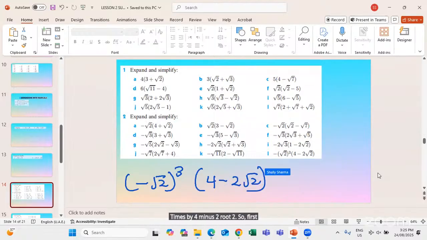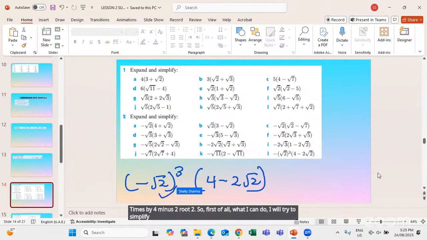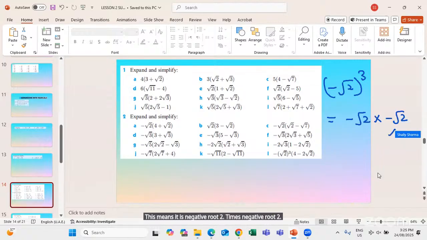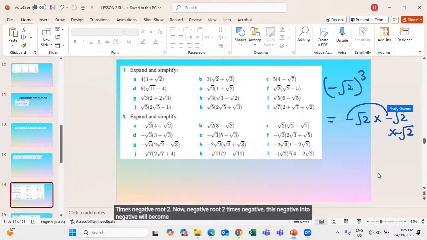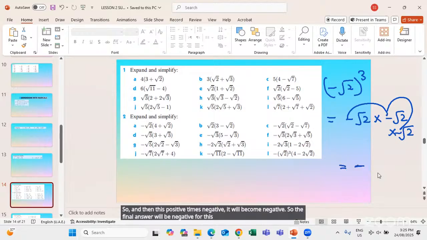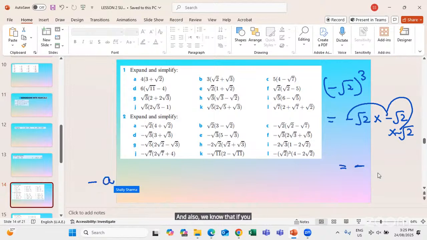First of all, I will try to simplify this negative root 2 cubed. Negative root 2 cubed means negative root 2 times negative root 2 times negative root 2. Negative times negative becomes positive, and then positive times negative becomes negative. So the final answer will be negative for this multiplication. Also, we know that if you take the cube of a negative number, the answer is always negative.